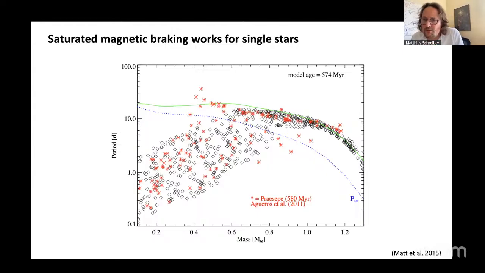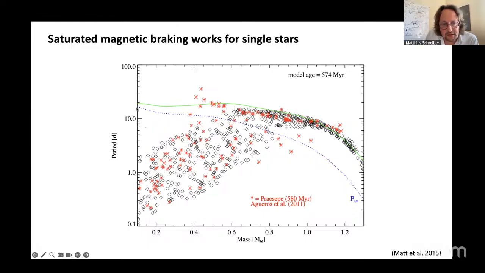This is a famous paper from Matt in 2015, where he made a model according to this saturated magnetic braking prescription. And you see here the rotation period as a function of mass. And he evolved a number of stars. And so with time, they become slower. And then he got this distribution at the end. And you see here the black diamonds are the predicted rotation rates, and the red stars are the measured rotation rate at a similar age of one cluster.